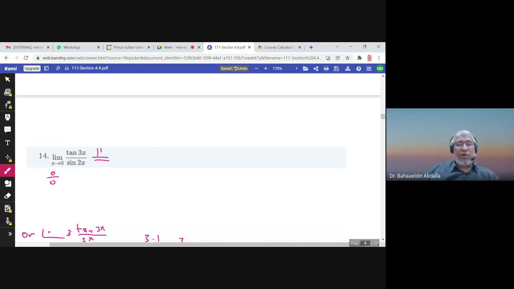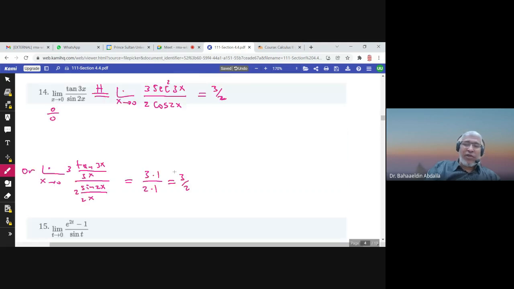But I can use also L'Hopital's rule here. Derivative of tan is secant square. Derivative of 3x is 3. Derivative of sine is cosine. Derivative of 2x is 2. Secant 0 is 1. Cosine 0 is 1. So the answer is 3 over 2.